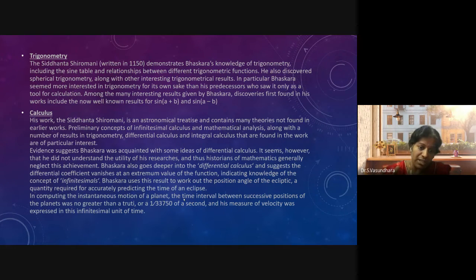He understands the utility of his research to historians of mathematics generally, goes deeper into differential calculus and suggests the differential quotient vanishes at an extreme value of the function, like when we are calculating the maxima and minima, indicating knowledge of the concept of infinitesimals. He uses the results to work out the position angle of the ecliptic required for accurately predicting the time of an eclipse.